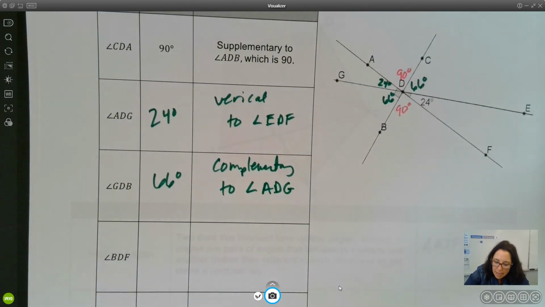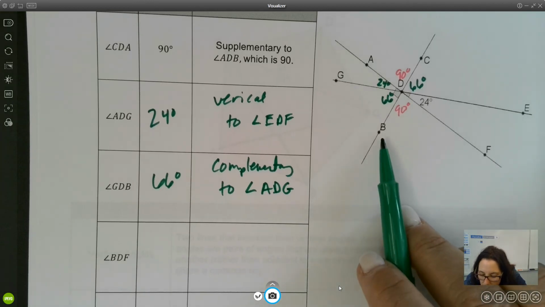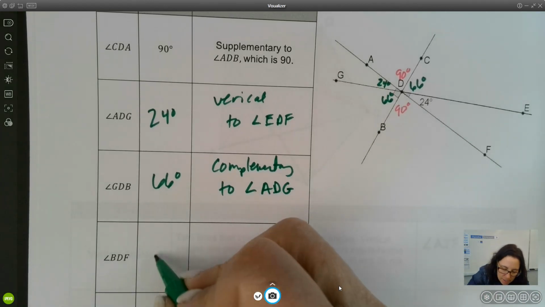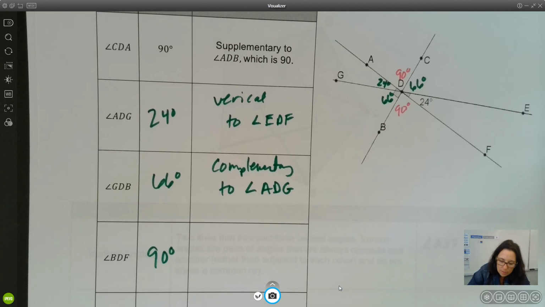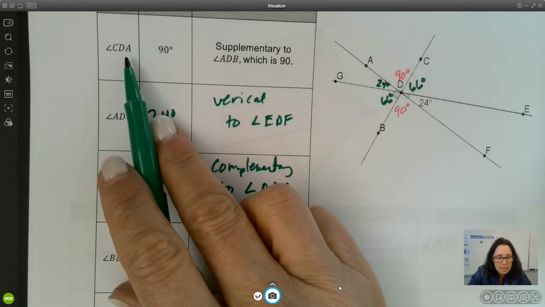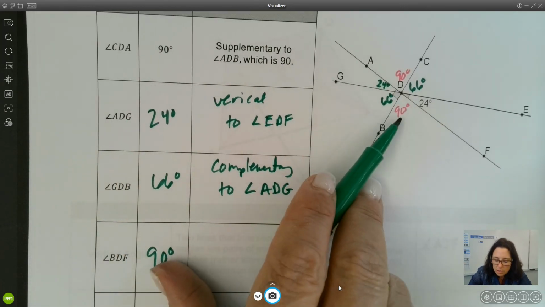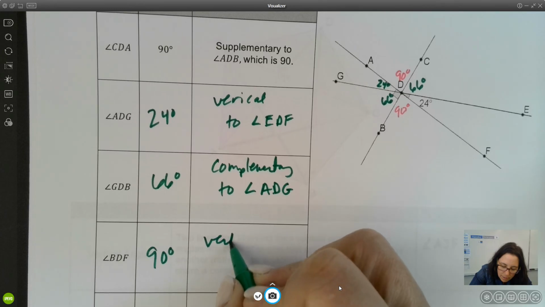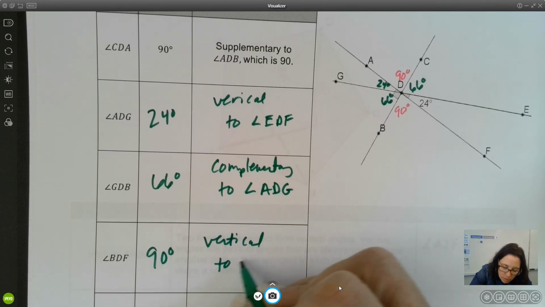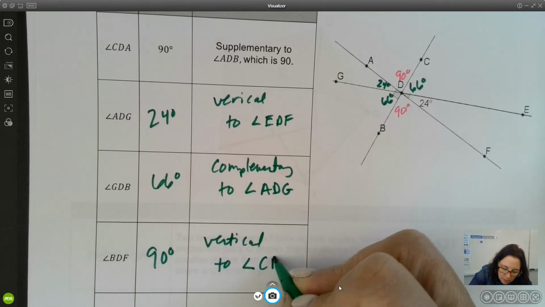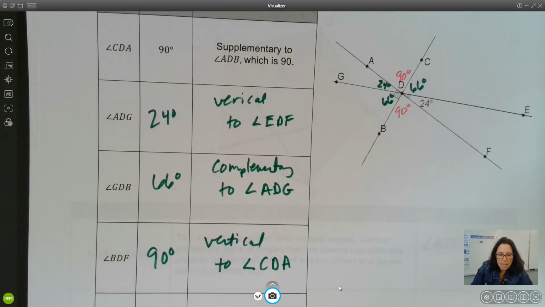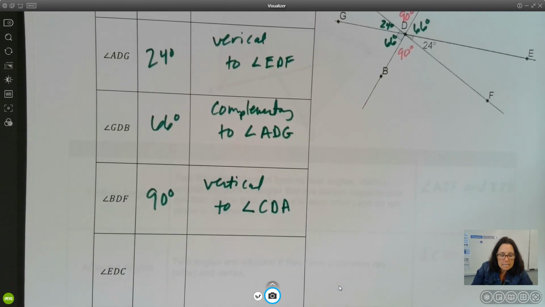All right, BDF. BDF is 90 degrees. Okay, now that is because it's vertical to this guy, CDA. It's vertical to this guy. Vertical to angle CDA. And then one last one, EDC.